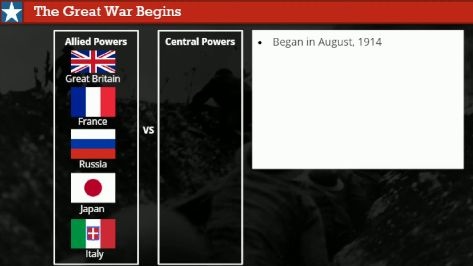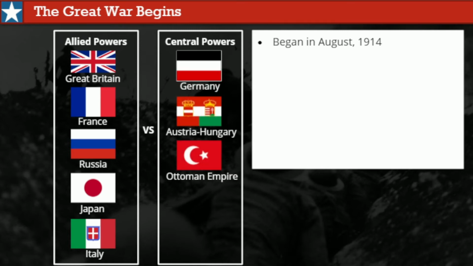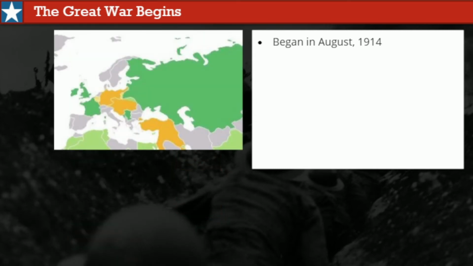The Central Powers originally consisted of Germany, Austria-Hungary, and as of November 1914, the Ottoman Empire. This empire consisted of Turkey and much of the Arabian Peninsula. Bulgaria joined the Central Powers in the second year of the war. On this map, the Allied powers can be seen in green, and the Central Powers and their conquered territories can be seen in orange. Almost everyone involved expected the war to be over by Christmas.